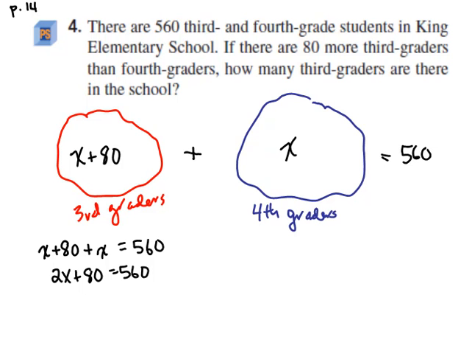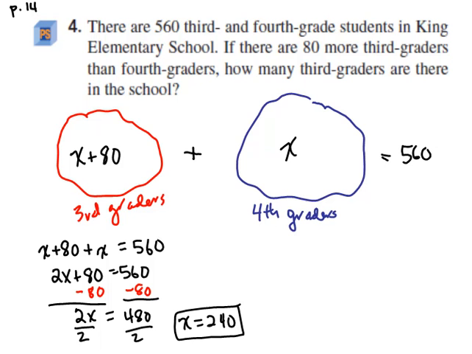Now if you wanted to find out how much the x was, one thing you could do is subtract 80 from 560. And using algebraic notation, we're going to subtract 80 from both sides. And that tells you when you take away the additional 80 third graders, that those two groups that are the same size as the fourth graders combined together have 480. So if we split that group in half, then we would find that x has to equal 240.